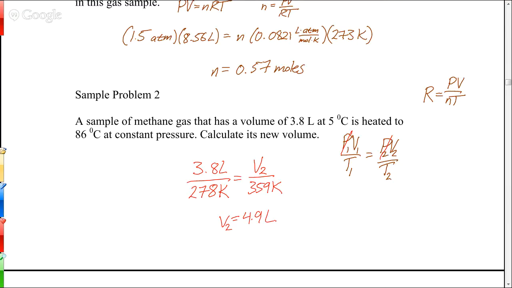We're going to think about it, make sure it makes sense. If we have a sample of a gas, 3.8 liters, we heat it up. Is it going to get bigger or smaller? It's going to get bigger. Right? Volume's going to go up.